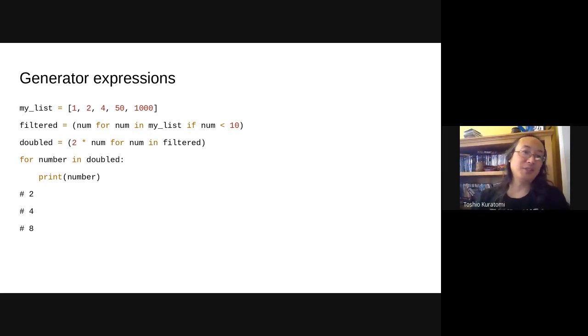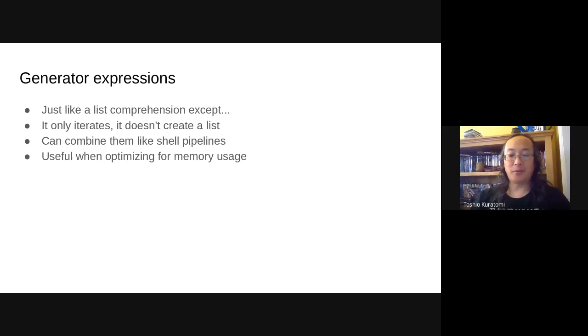Okay, so that's pretty simple, right? Why would you want to consider this, though? Why is a generator expression better than a list comprehension? Well, it's very useful when you're optimizing for memory usage.